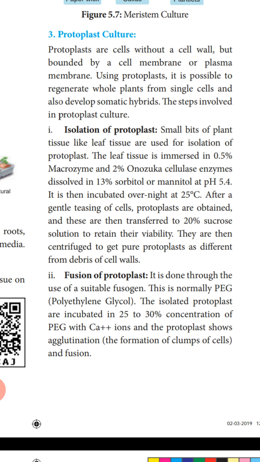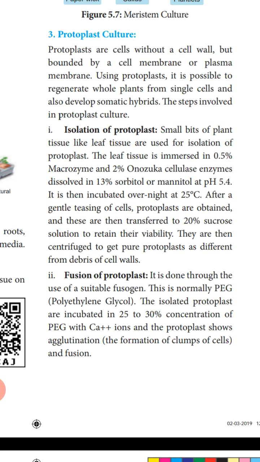Debris means the waste. Waste will be all, apart from the protoplast, the cell wall waste material. The remaining waste materials of the leaf tissues will be separated from the protoplast. So for the separation of this waste from the protoplast, they are being centrifuged. So this is the method for isolation of protoplast.